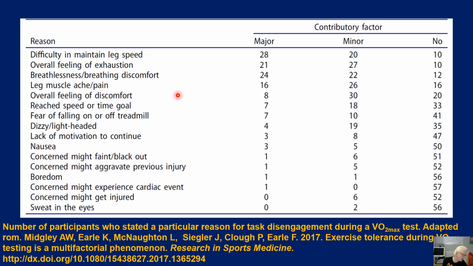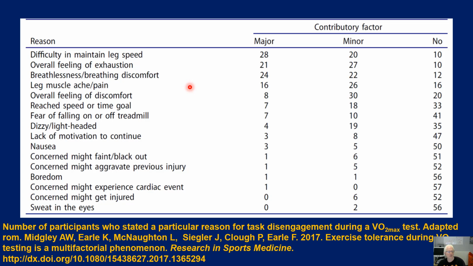Because even with sophisticated breath-by-breath systems, they will not indicate robustly, certainly, that the plateau has been reached. You'll see the breath-by-breath data. You can make a guess, but you don't know.